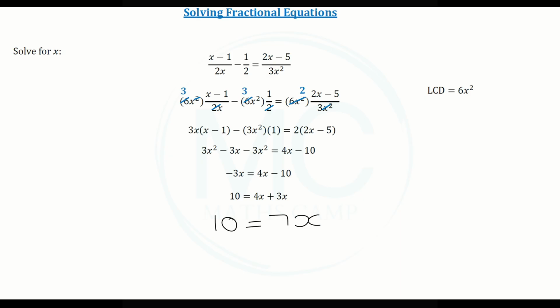To get x by itself, let's divide both sides by 7. 7's cancel, and we see that 10 over 7 is equal to x. And we have now solved this equation. You will see more examples like these in our upcoming videos.